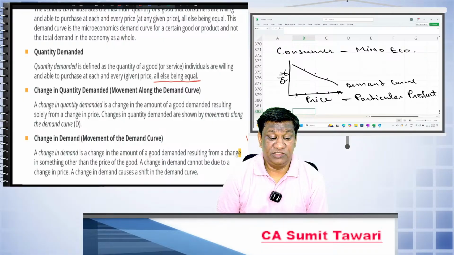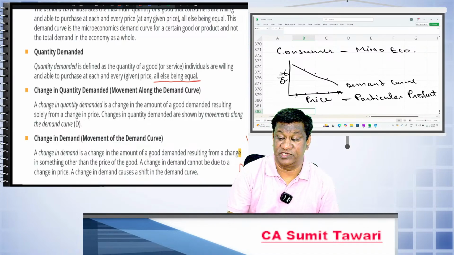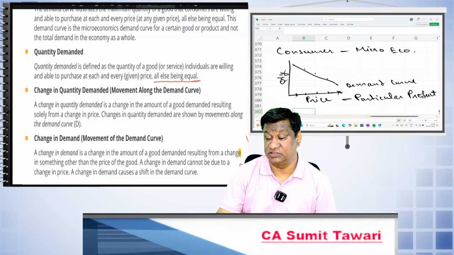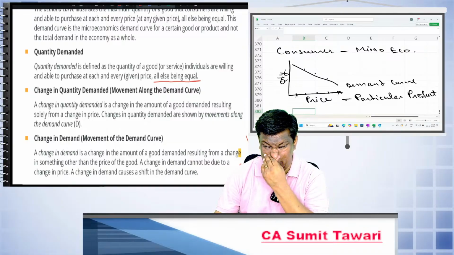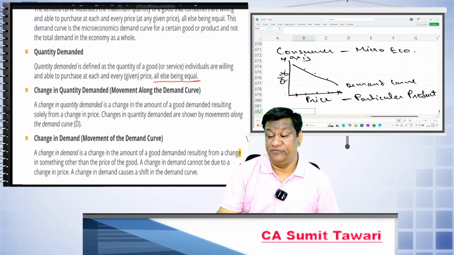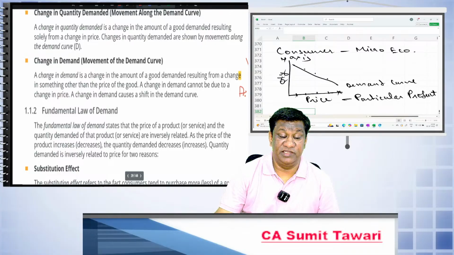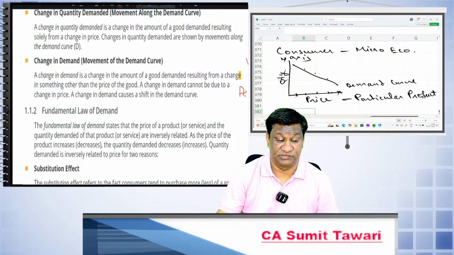A change in quantity demanded moves along the demand curve. A change in quantity demanded is a change in the amount of goods demanded resulting solely from a change in prices. Just because of price change, whatever the impact on the quantity demanded, that is what we reflect. Here on the x-axis we plot the price, on the y-axis the quantity, and with every increase in price, the quantity demanded decreases. Change in demand is a change in the amount of goods demanded resulting from a change in something other than the price of the goods.